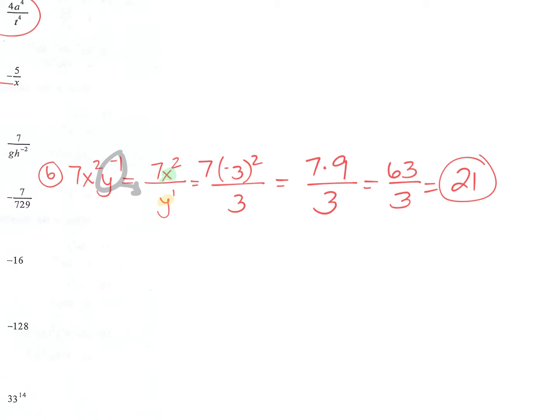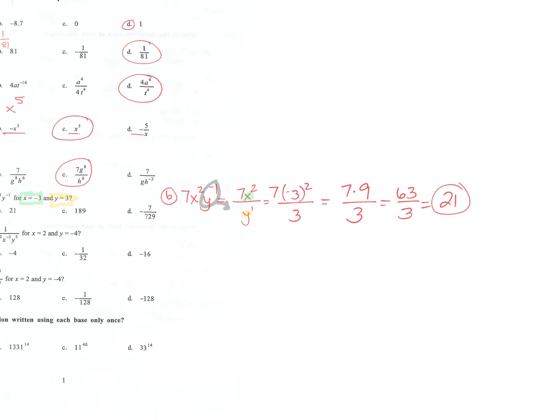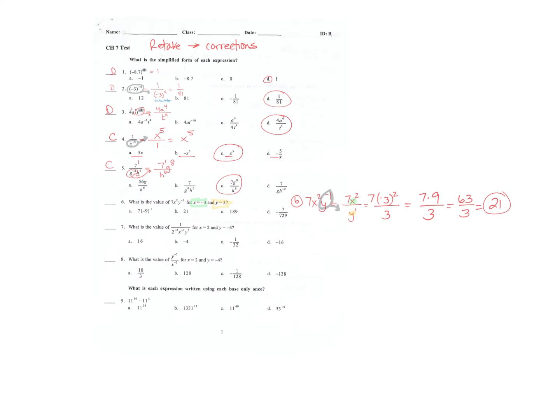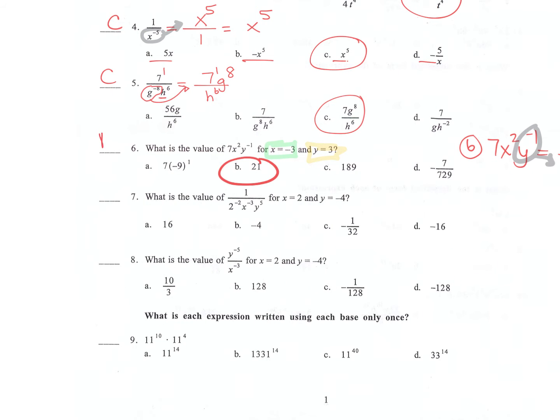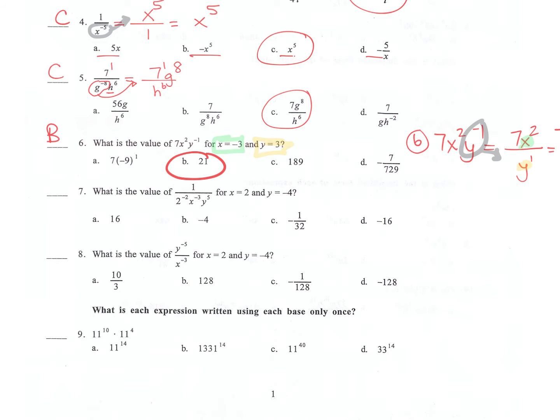So quite a few steps. And again, if you missed number 6, you would need to show these steps on your retake form. Make sure you're showing all of the work. Okay, so for this one, 21, this would be answer choice B. I'm going to go ahead and plug that in. And we'll take a look at number 7. I will also do 7 off to the side.